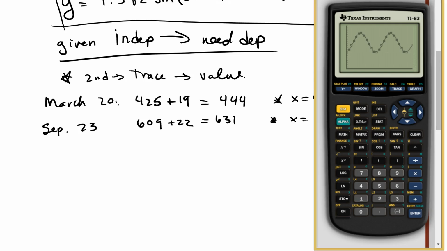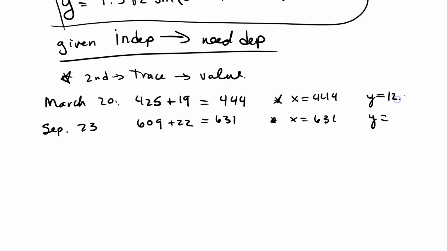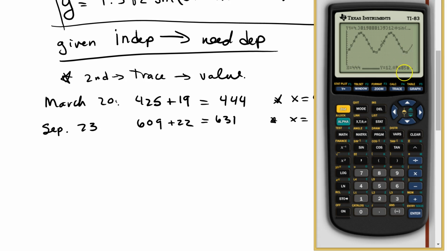So let's delve into our graph here. I'm going to go second trace value, which is nice because that's the easier one. I'm going to first find out 444, hit enter. When the day is 444, we have 12.097 hours of sunlight. Now, when we go into second trace value 631, we have 12.1296, so that becomes 12.130.